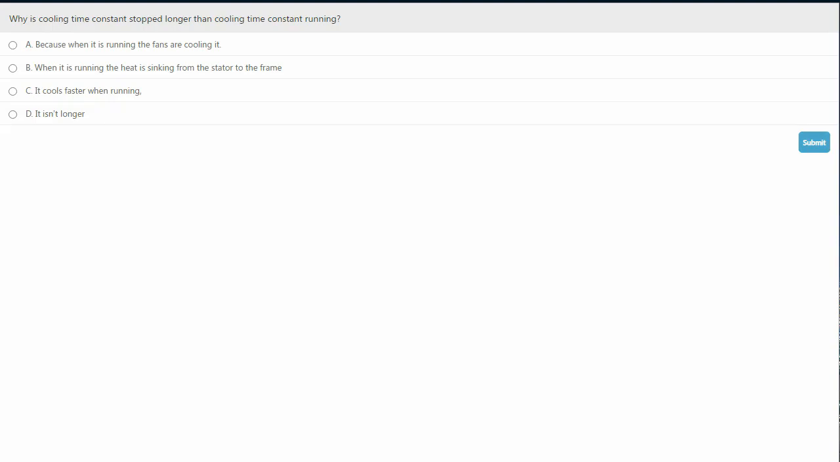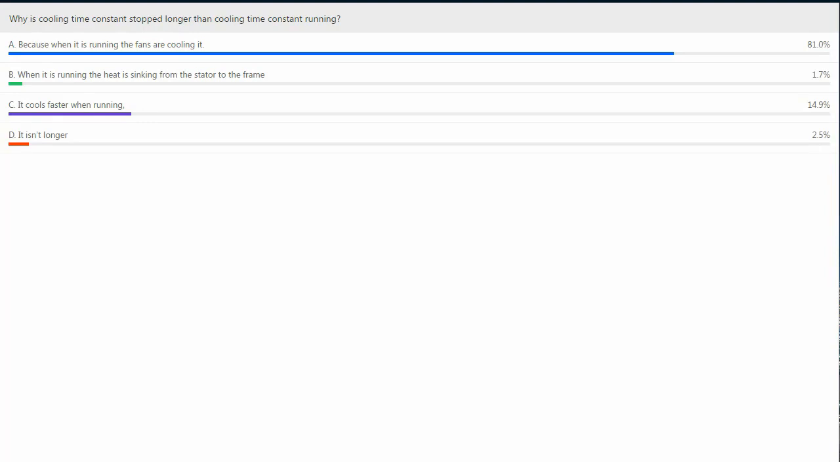All right, you've had enough time to vote. Let's take a look at the poll results. Why is the cooling time constant stopped longer than the cooling time constant running? 81% of you correctly said that when it is running, there should be fans on the shaft, and those fans on the shaft should be cooling the motor, which will make it cool faster, right?